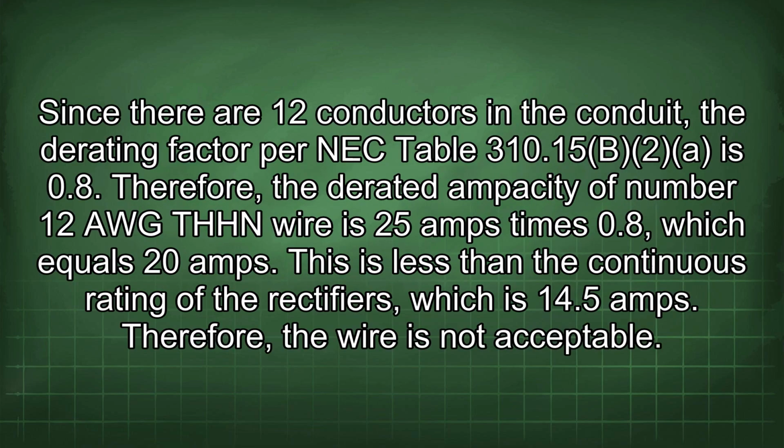Since there are 12 conductors in the conduit, the derating factor per NEC Table 310.15(B)(2) is 0.8. Therefore, the derated ampacity of number 12 AWG THHN wire is 25 amps times 0.8, which equals 20 amps. This is less than the continuous rating of the rectifiers, which is 14.5 amps. Therefore, the wire is not acceptable.